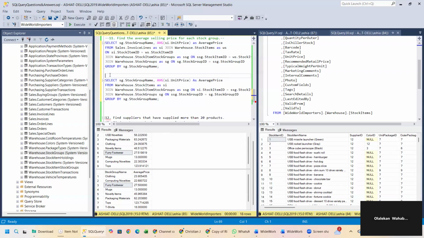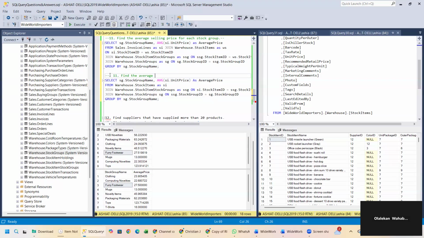The second query is for the cost of each stock group in the warehouse. Average price, average cost. Yes, I want to put a level so that we derive two questions from the answers.